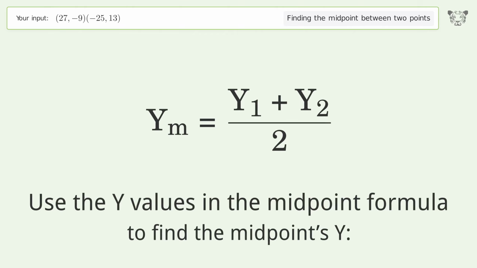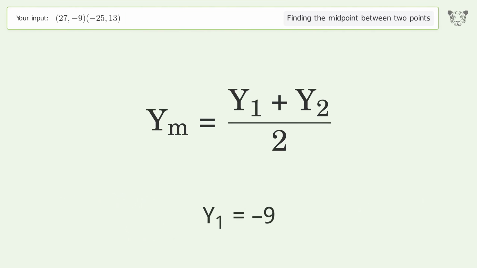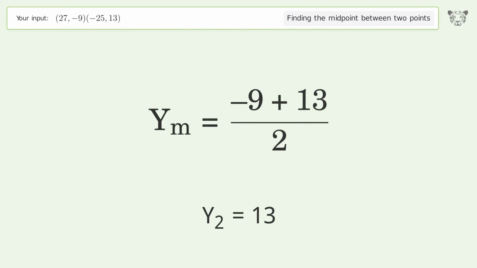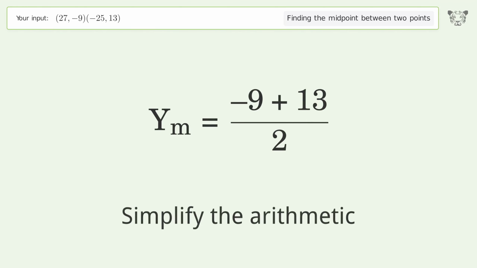Use the y values in the midpoint formula to find the midpoint's y. y1 equals -9. y2 equals 13. Simplify the arithmetic.